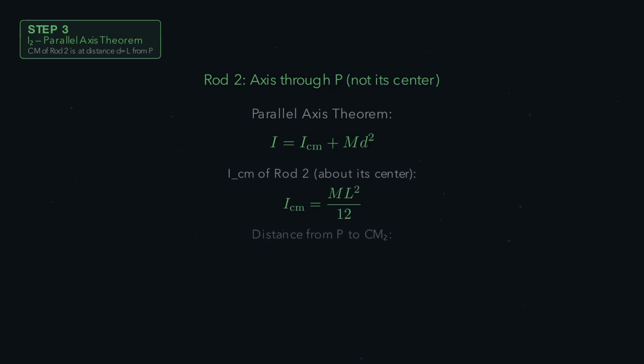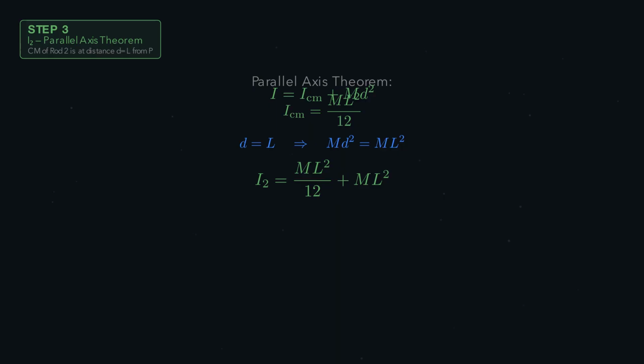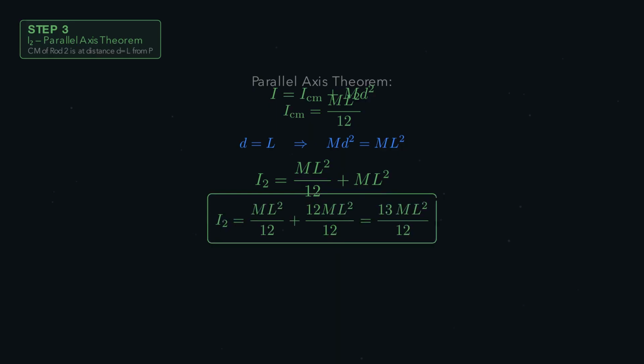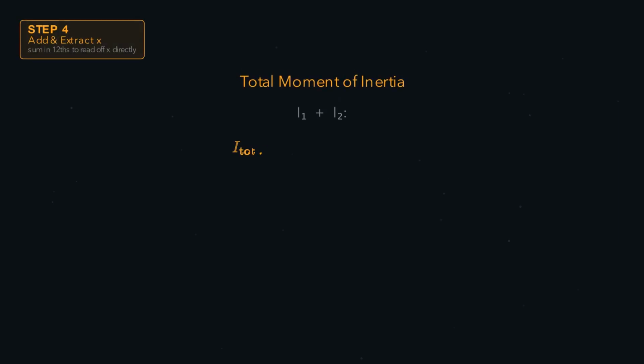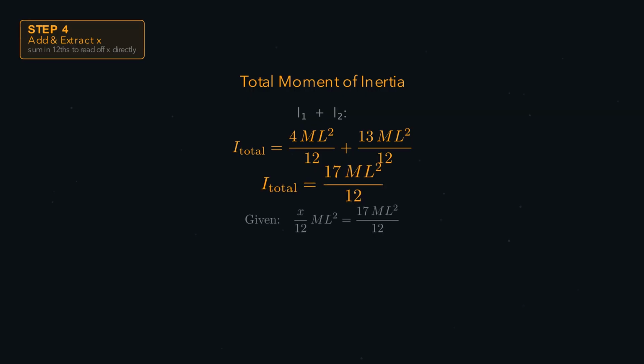For rod 2, we need the parallel axis theorem. The theorem says take the moment of inertia about the rod's own center. That's mL squared over 12. Then add m times the distance squared. The center of rod 2 is at the junction point, exactly L below P. So we add mL squared. That gives 13/12 of mL squared for rod 2.